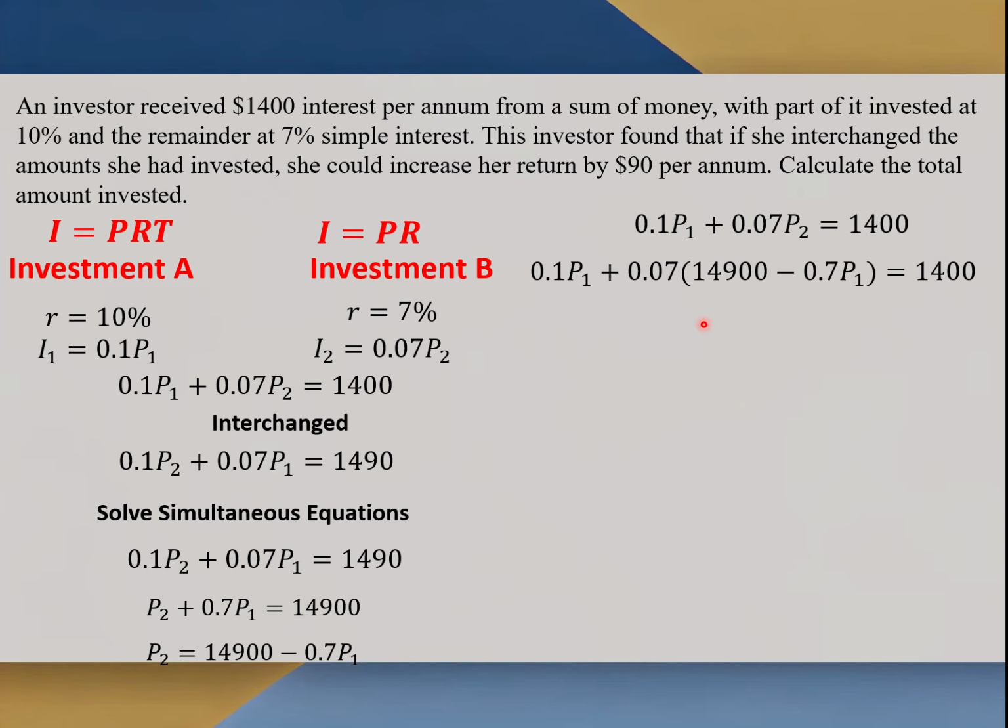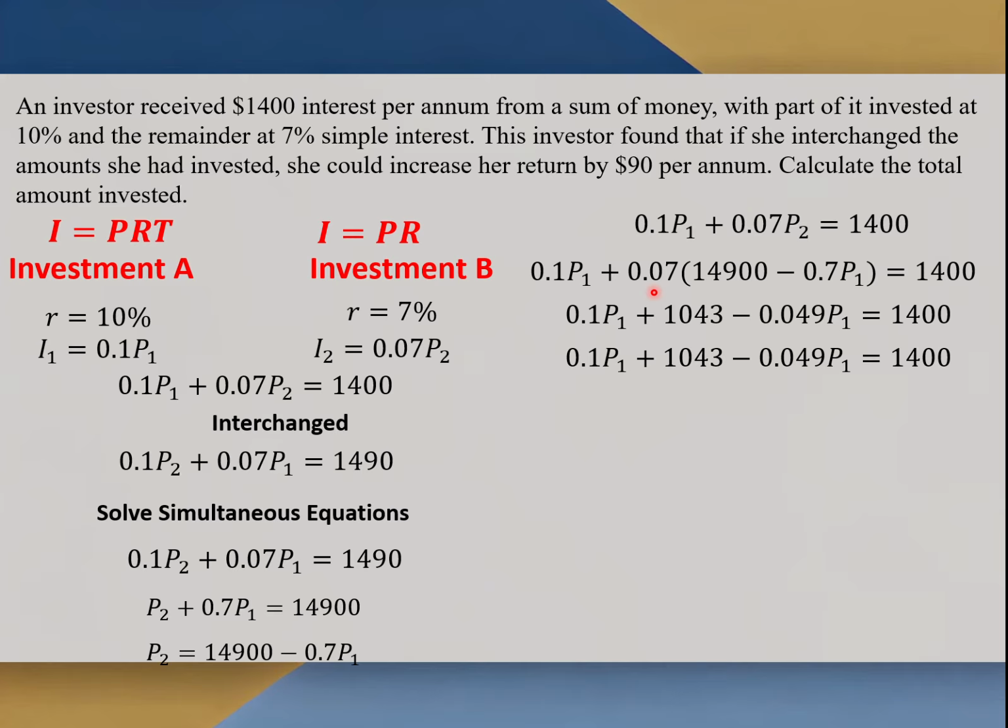The next part is I'm going to expand my bracket. So everything inside this bracket here, the 14,900 and the negative 0.7 P1 will be times by 0.07. Now, the next part that I'm going to do is I'm going to get my P's together. So 0.1 P1 minus 0.049 P1 will give you 0.051 P1. Finally, I'm going to grab the 1043, my constant, and get my constants on my right-hand side.